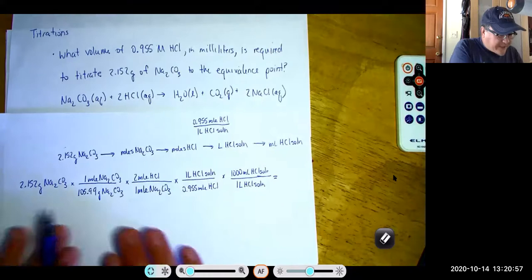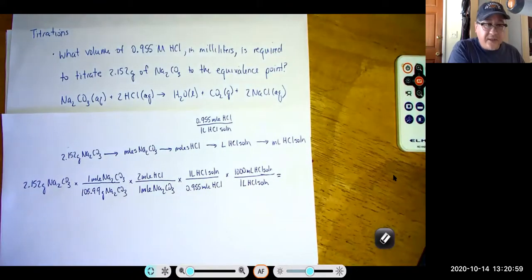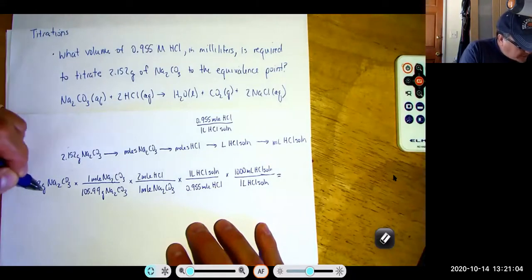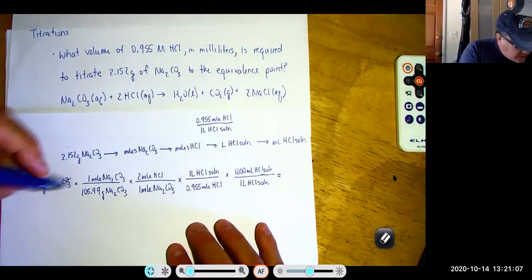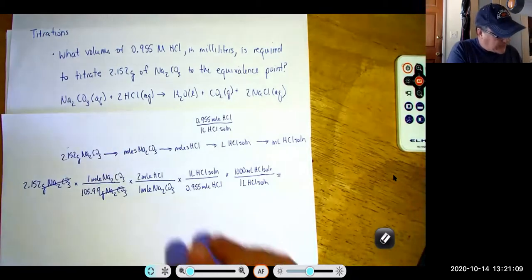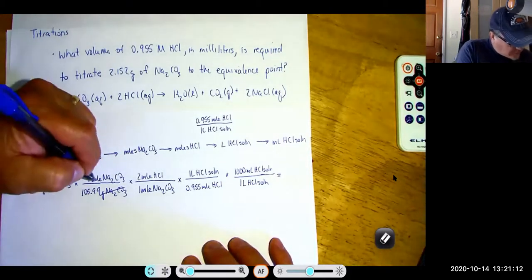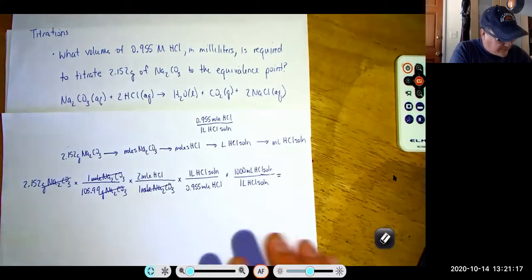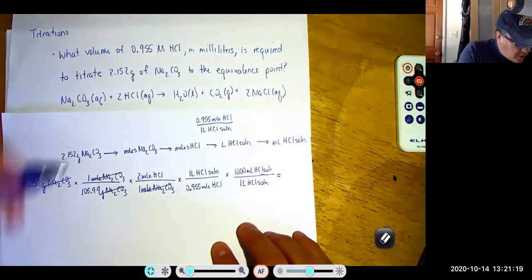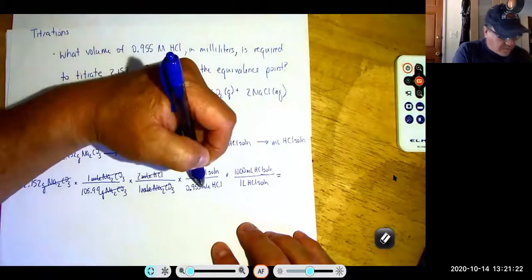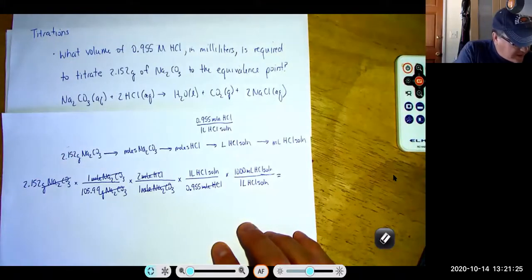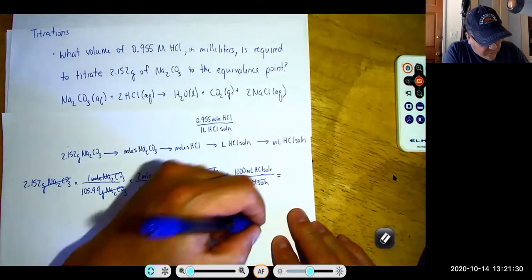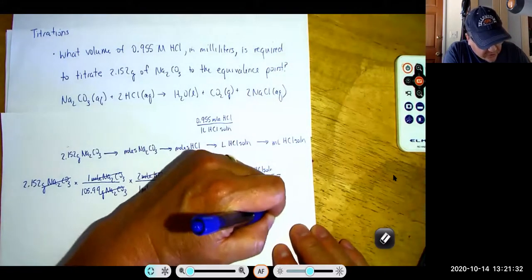So if everything is set up correctly, I should be able to cancel labels and units. So I'm going to do that carefully. Grams sodium carbonate on top, grams on the bottom. Those cancel. Mole of sodium carbonate on the top, mole of sodium carbonate on the bottom, they cancel. Mole of HCl, mole of HCl, liters of HCl, liters of HCl, and I'll be left with milliliters of HCl solution as my answer.